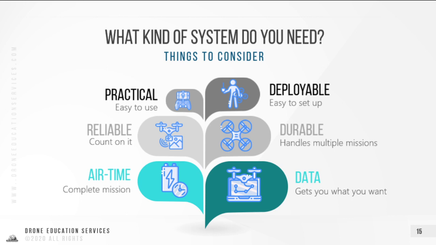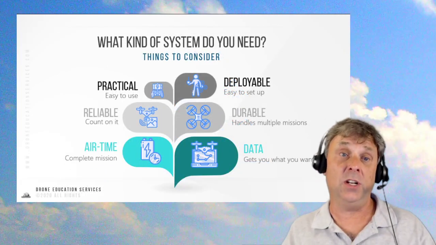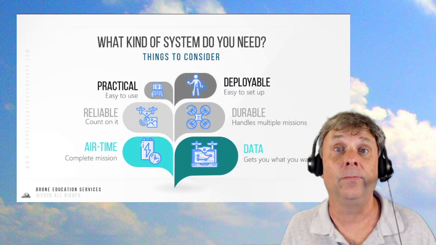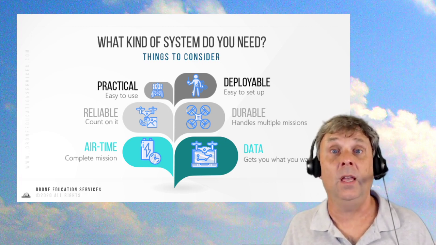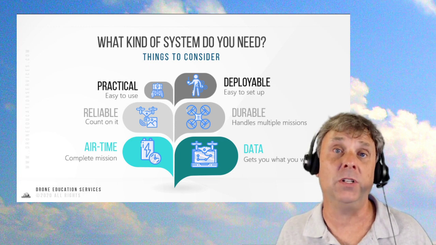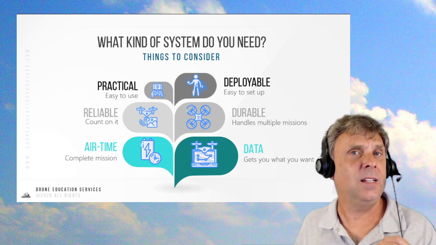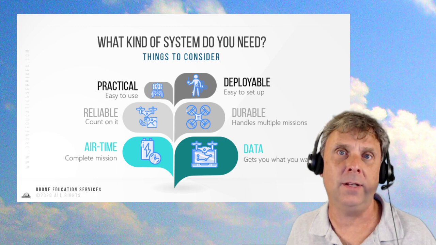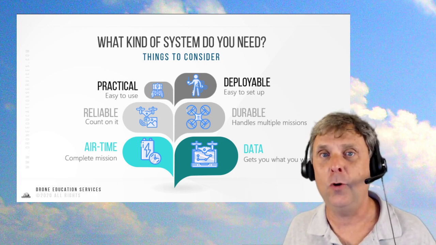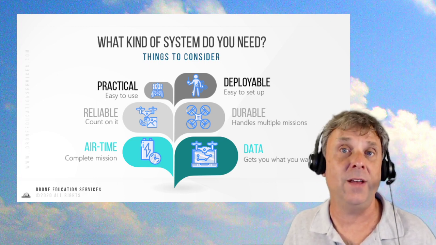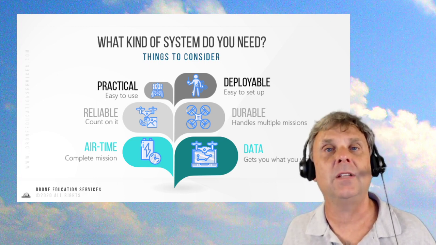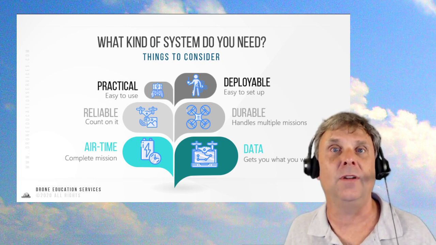So, what I recommend is that you find what your clients are needing data wise, and then you make everything else fit into it, such as, is it easy to use? Is it easy to set up? Is it reliable? Can it handle multiple missions? And as far as airtime, can it stay in the air long enough for you to acquire the data you're looking for? Now, my Mavic Pro can stay in the air for 27 minutes. However, I'll only keep it up for 17 to 18 minutes just because I don't want it to run out of battery juice and fall out of the sky.